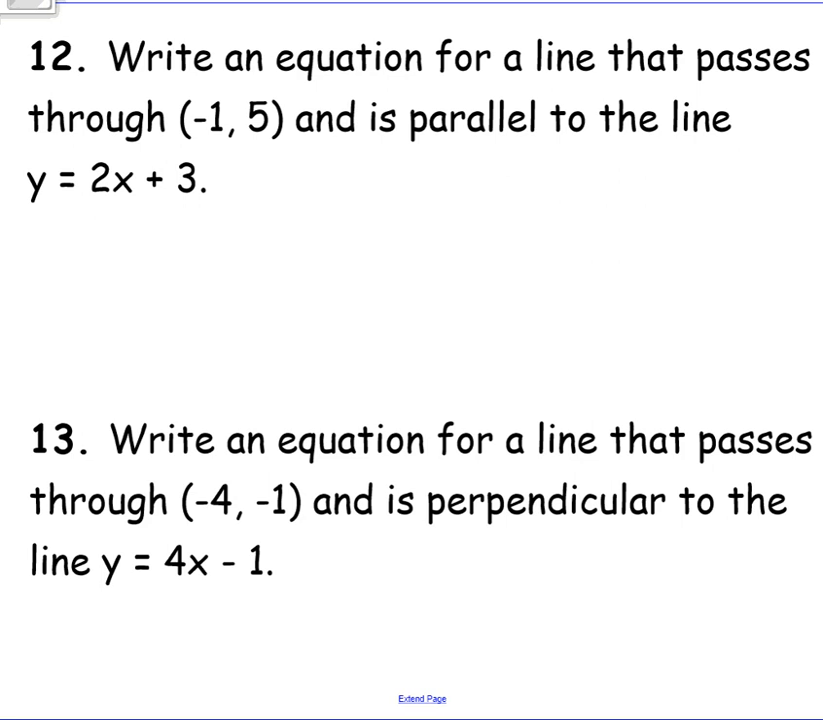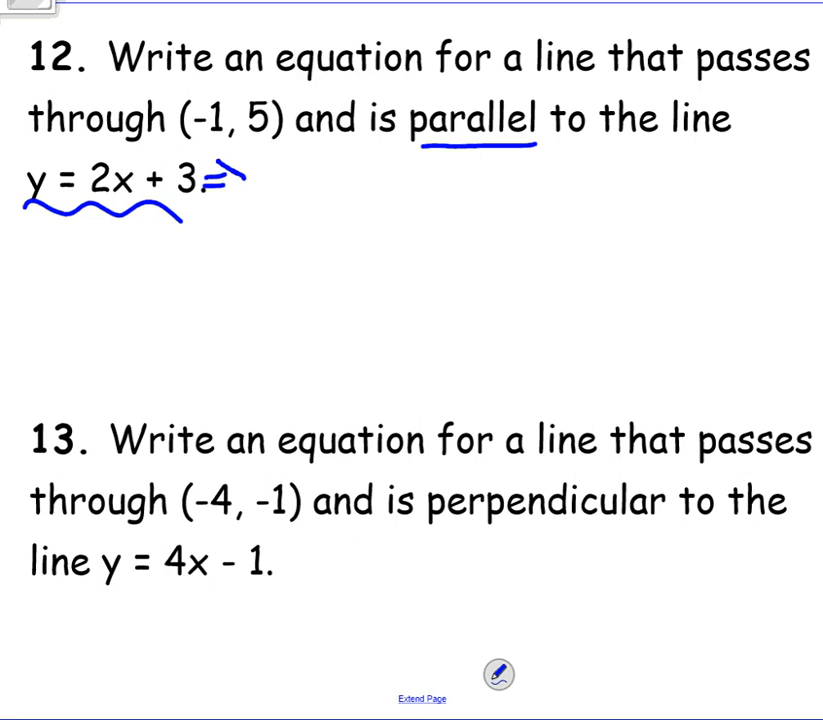Write an equation for a line that passes through (-1, 5) and is parallel to the line y equals 2x plus 3. Now, we've done a little bit of this already, but let's go back and practice it one last time. We're really just trying to stress the importance of these problems, and I'm just double checking that we're not doing a duplicate of what we've already seen. Nope, these are different.